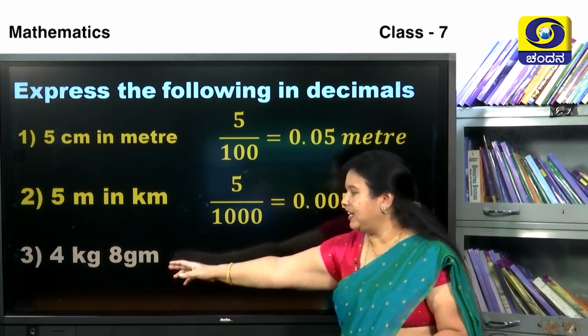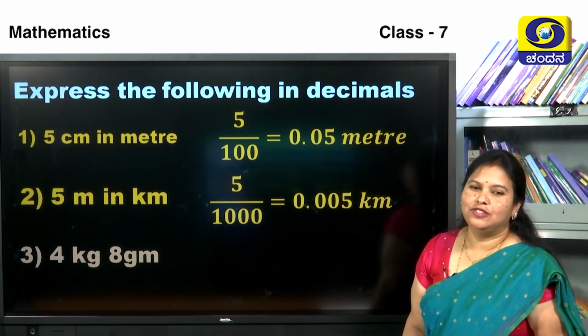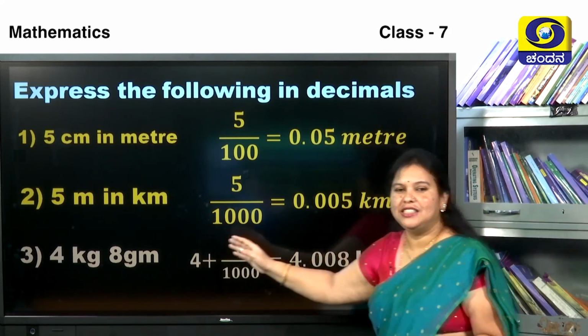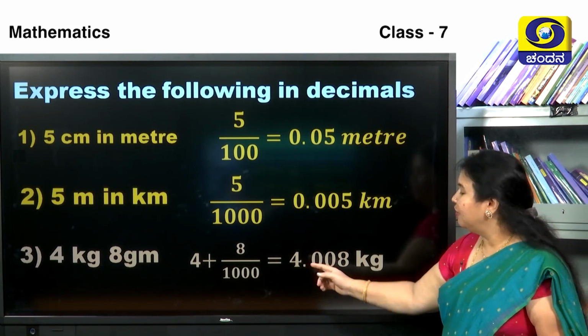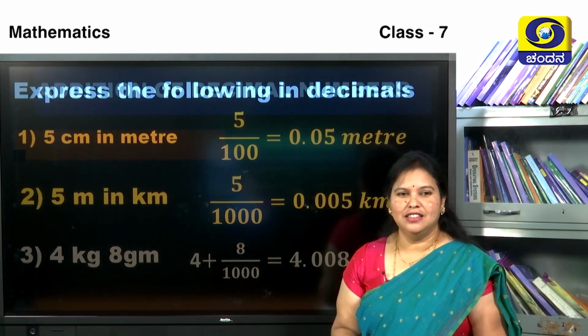Next one, 4 kg 8 gram. Here 4 kg is a whole number. So, we will keep it as it is. 4 plus 8 gram can be written as 8 by 1000. So, by adding these two we get 4.008 kilograms. We will see the next one.